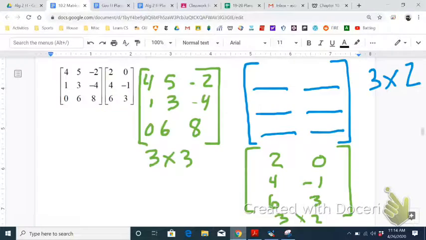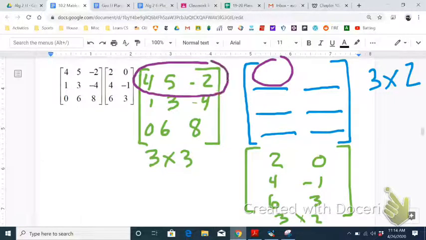Okay, so I plugged in the numbers, and just showing you how when we multiply a 3 by 3 times a 3 by 2, we're going to get a 3 by 2. So we'll start here in the first entry. Okay, this is called first row, first column. Now to get the number that goes here in the first row, first column of the product matrix, we're going to take the first row on the left matrix and multiply it by the first column on the right matrix.